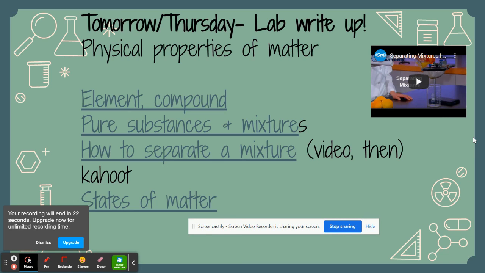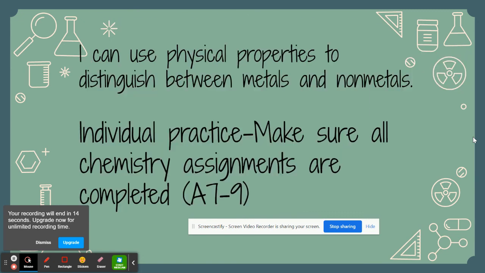In class, we did a little review in preparation for the lab write-up that will happen in class either tomorrow, Wednesday, or Thursday, depending on when you're going on the field trip. And again, please make sure all your homework assignments for chemistry are completed. Assignments 7 through 9. You've got the lab write-up coming in either tomorrow or Thursday.